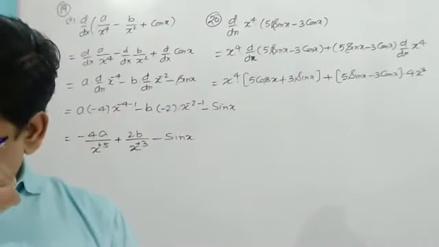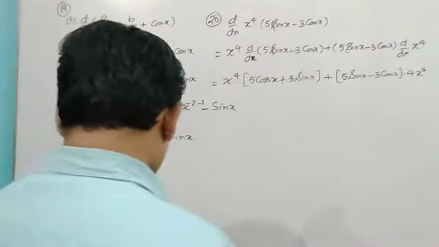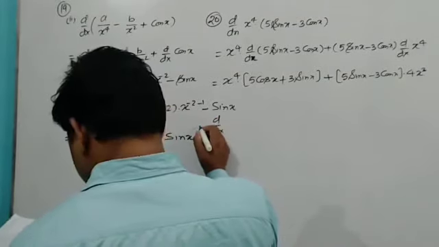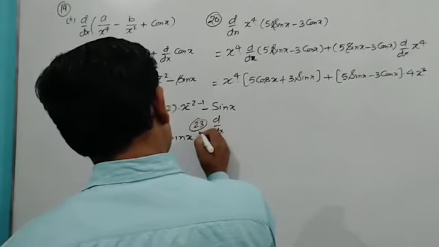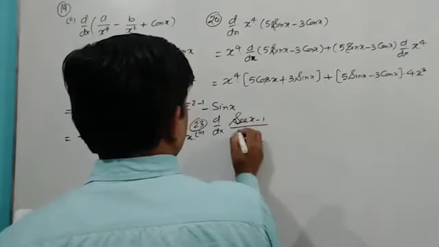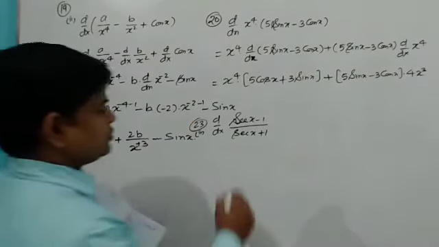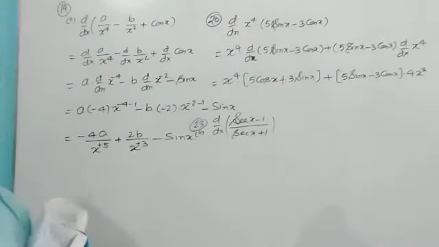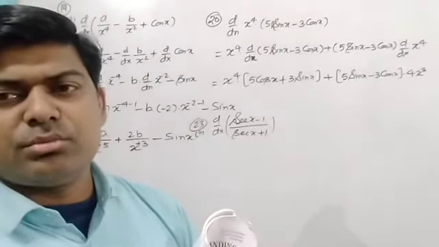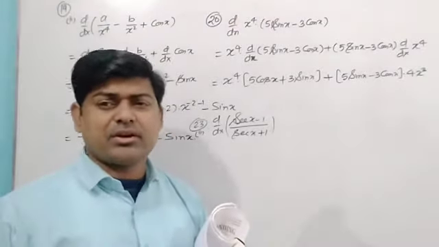Now you can see one question is there, question number 23 second part, d dx of sec x minus 1 upon sec x plus 1. There are two ways to do it. Either directly we will use that differentiation, or we can simplify first and multiply by sec x minus 1 in numerator and denominator, then denominator will be tan square x. But what I am thinking, directly we can do.